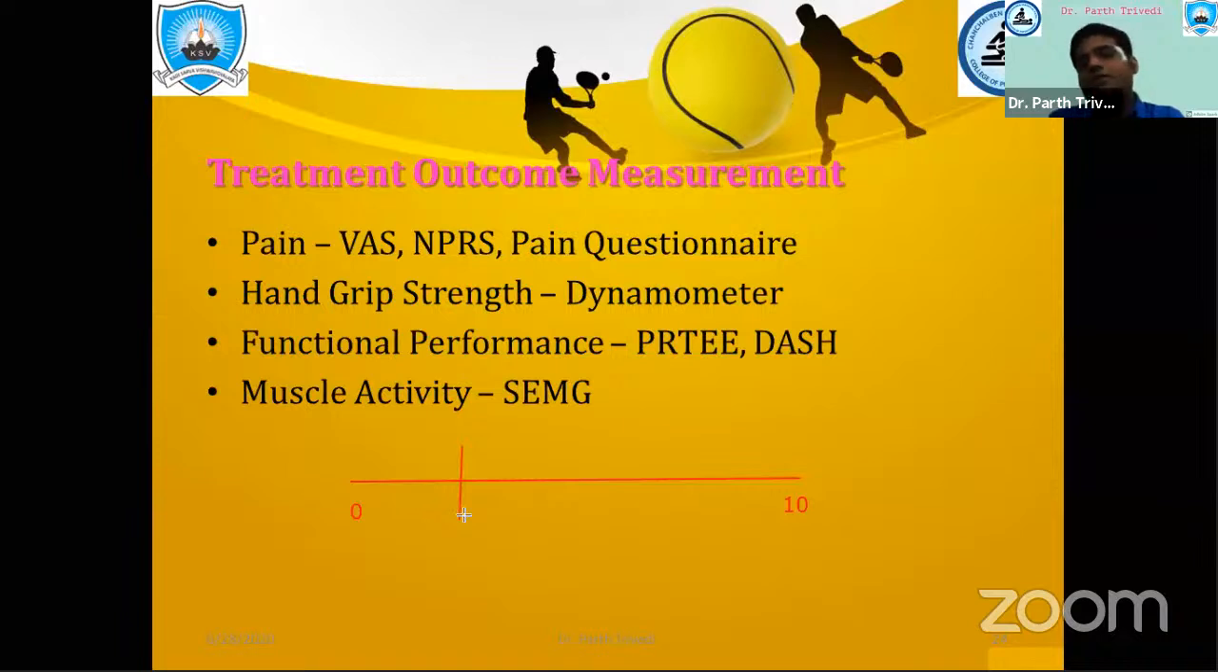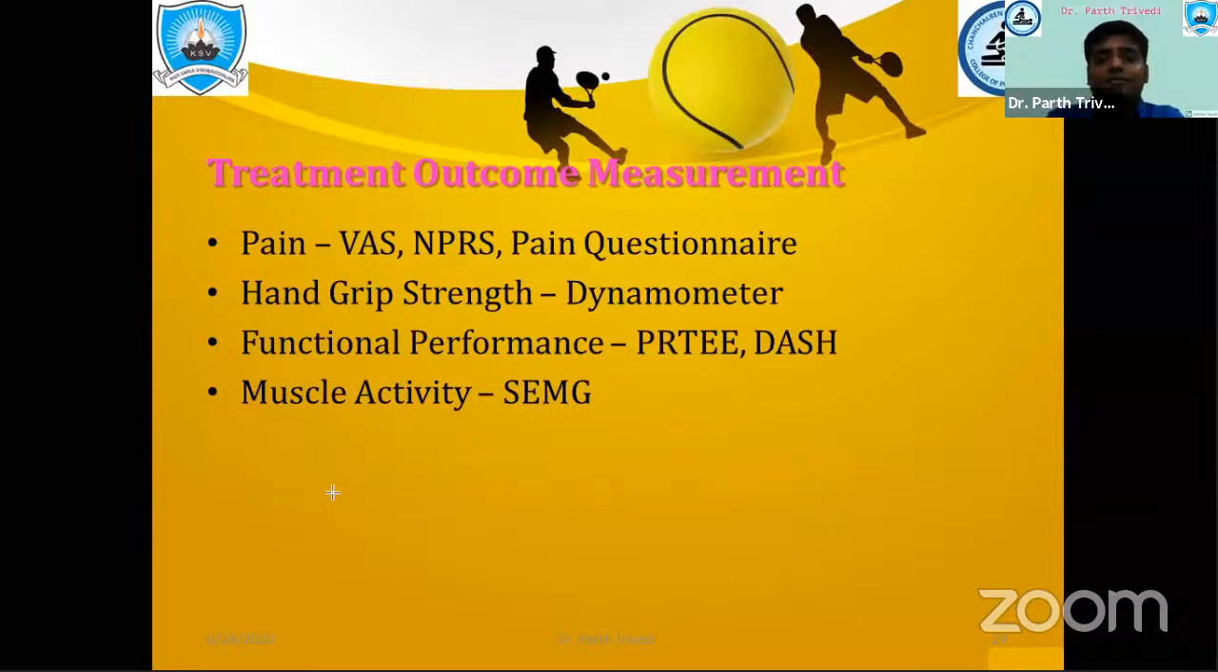So for example, I put a line over this. There is no number, so it is assumed that pain is somewhere between 3 and 4. Okay, so there are no numbers. Sometimes you can write no pain or minimal pain, and on the right, you can write maximum pain. So there are no numbers. That is why it is a visual analog scale.